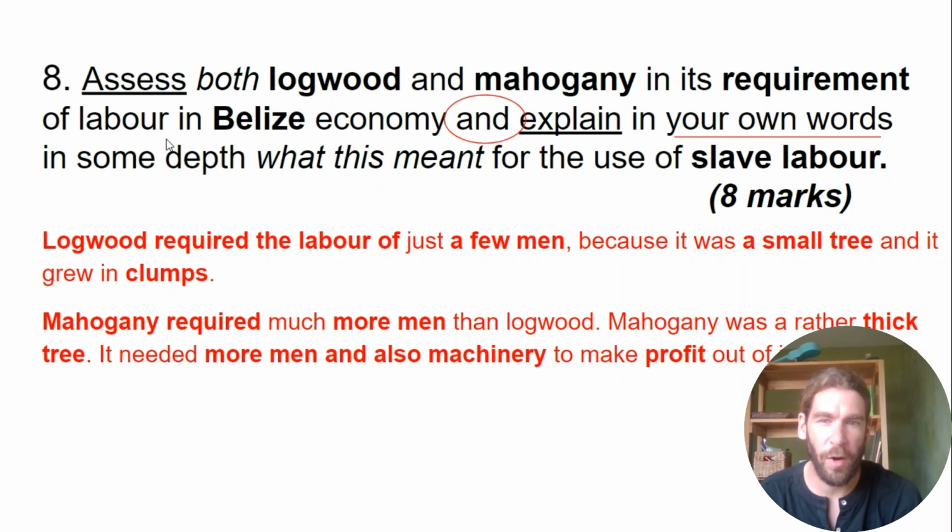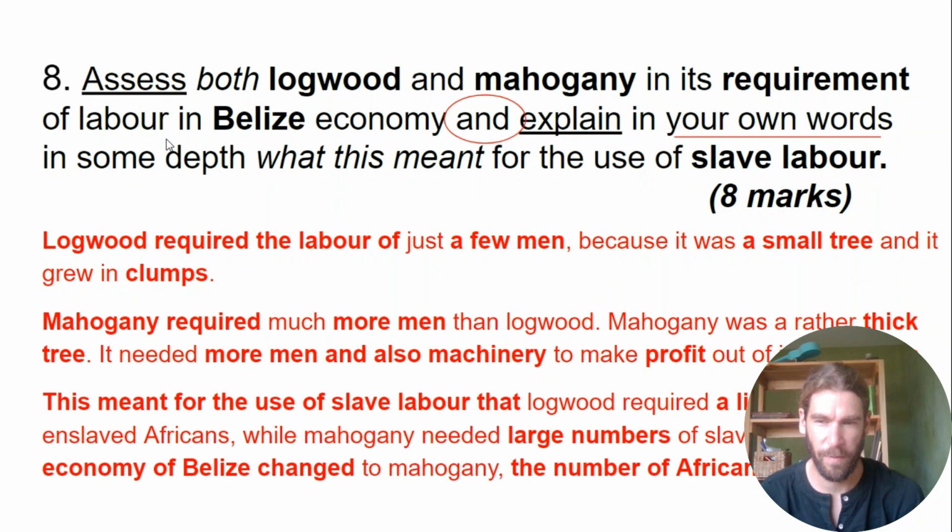Mahogany required many more men than logwood. Mahogany was a rather thick tree and it required more men and also machinery to make profit out of its production. So you see logwood and mahogany in its requirement of labor. Then the end of the question.